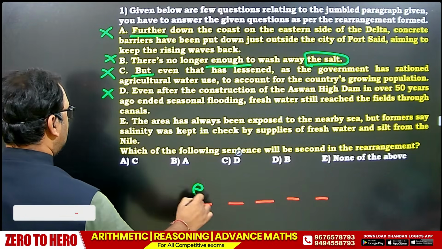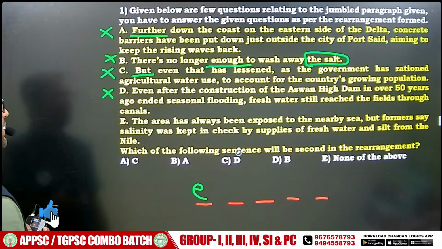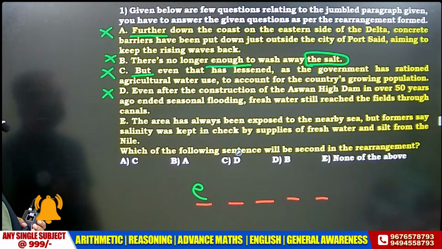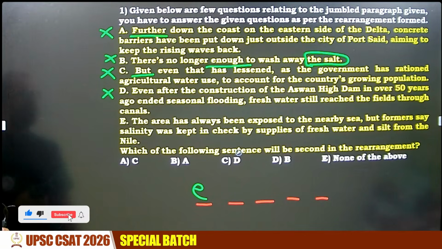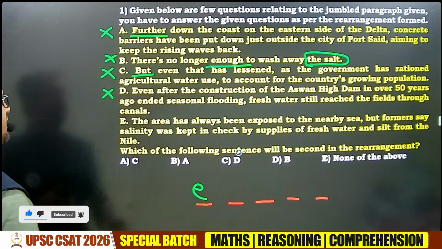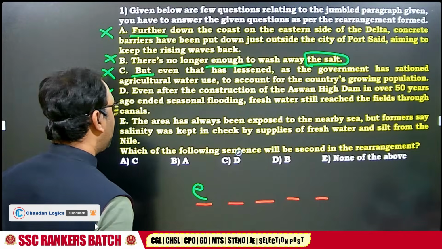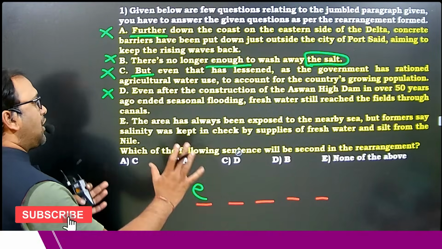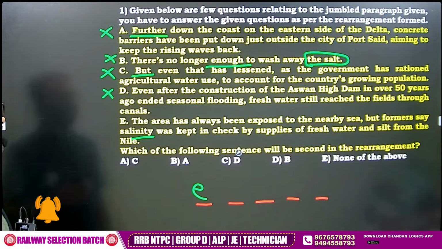It starts with E. It's an assumption. Every shortcut is just an assumption. "The area has always been exposed to the nearby sea, but farmers say salinity was kept in check by supplies of fresh water and silt from the Nile." So you are talking about a particular area. That area has always been exposed to the nearby sea. When there is a sea nearby, people naturally expect salt water, salinity. That's the reason the government is also always focusing on the level of salinity.